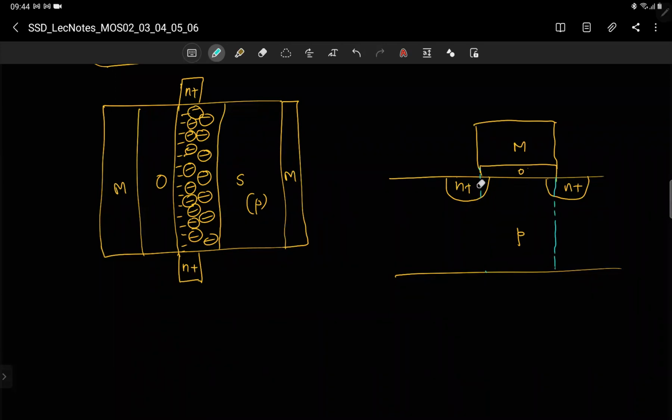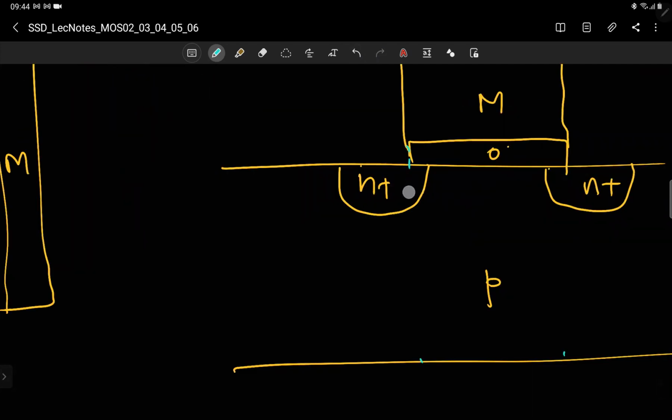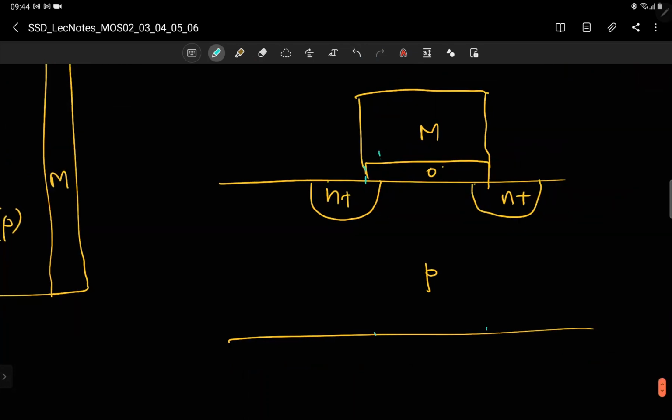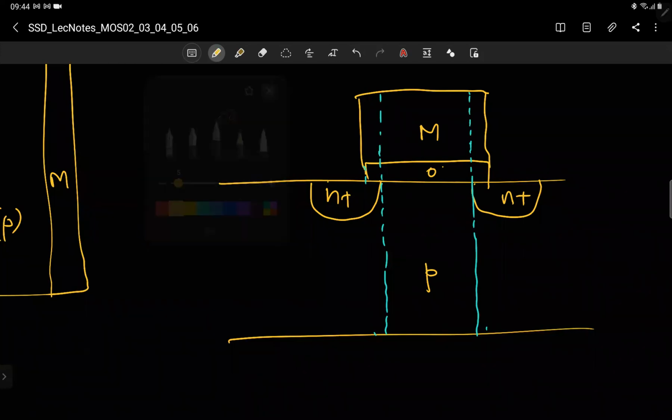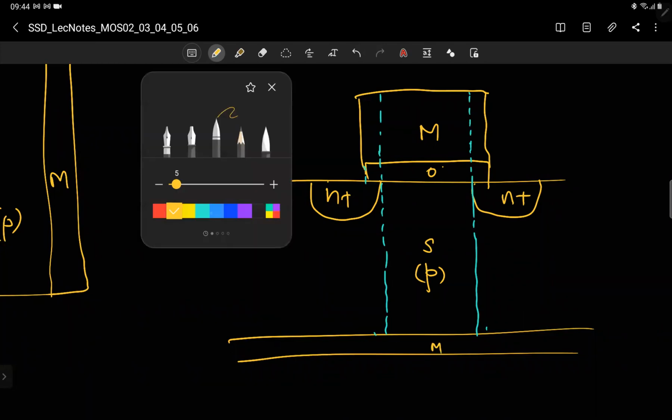So instead, I can take my MOS cap to be like this. I can just say this is my MOS cap now. This is what we have analyzed, the MOS. This is what we have analyzed earlier.